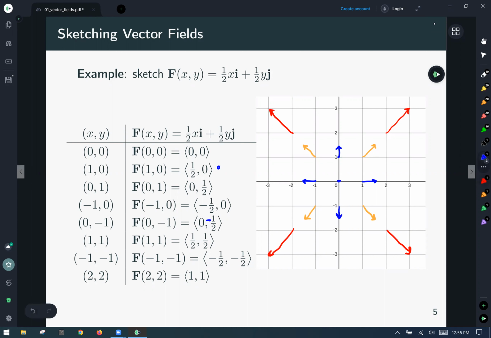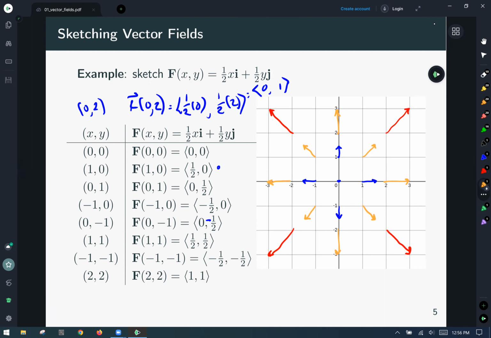So what about the ones we don't have here? Let's do 0, 2. F of 0, 2 gives us 1/2 times 0 in the x component and 1/2 times 2 in the y component. This is going to give us 0, 1. Okay, so these are getting even longer still. So I'm going to show these in this color. If you did that on all 4 of the places where 2 is involved on the axis directions, you'd get something like that. So it looks like as we're going away from the origin, the vectors are getting longer and they're pointing away from the origin, if you will.